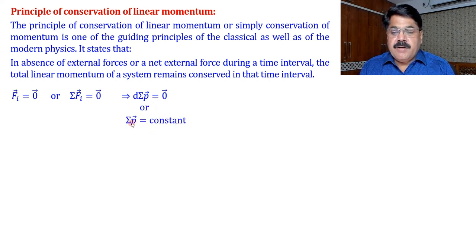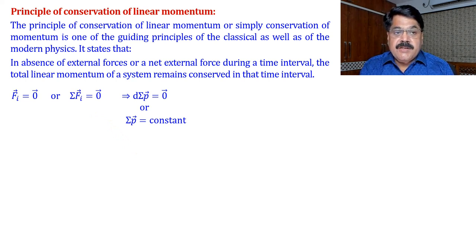It shows that the total linear momentum of the system will not change in time, in the time interval in which this condition or this condition is fulfilled. Now we know that momentum is a vector quantity, so this equation can be written in its components. So we'll use Cartesian components here. And why are we using that?